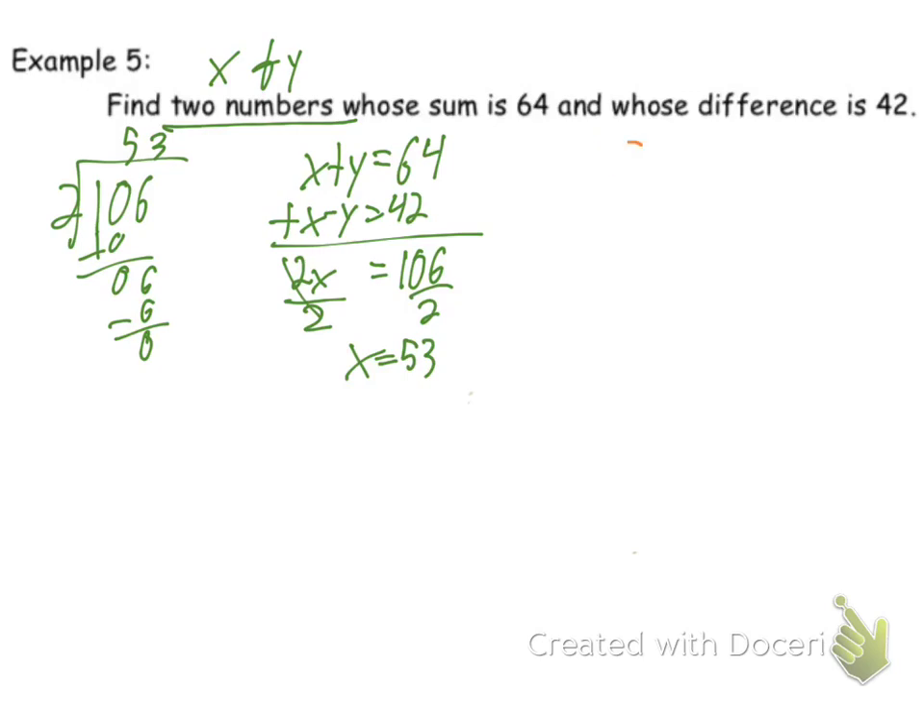So we have 53 plus y equals 64. Subtract 53. y equals 11.